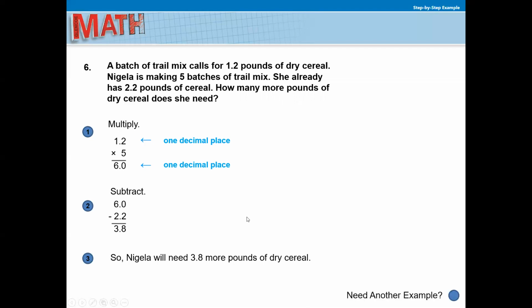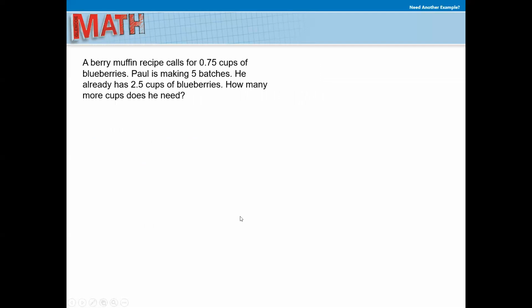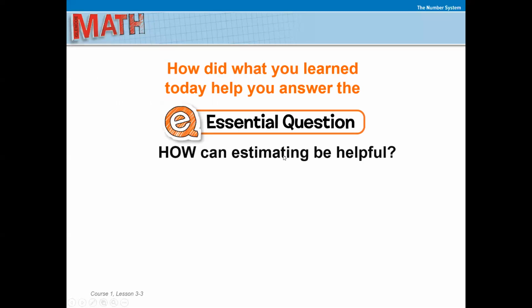Here's another example. A berry muffin recipe calls for 7/500 cups of blueberries. Paul is making 5 batches. He already has 2 5/10 cups of blueberries. How many more does he need? Press the pause key. Show all your work in your math notebook. Make sure you get the decimal point in the right place. Check your answer and press play to continue.